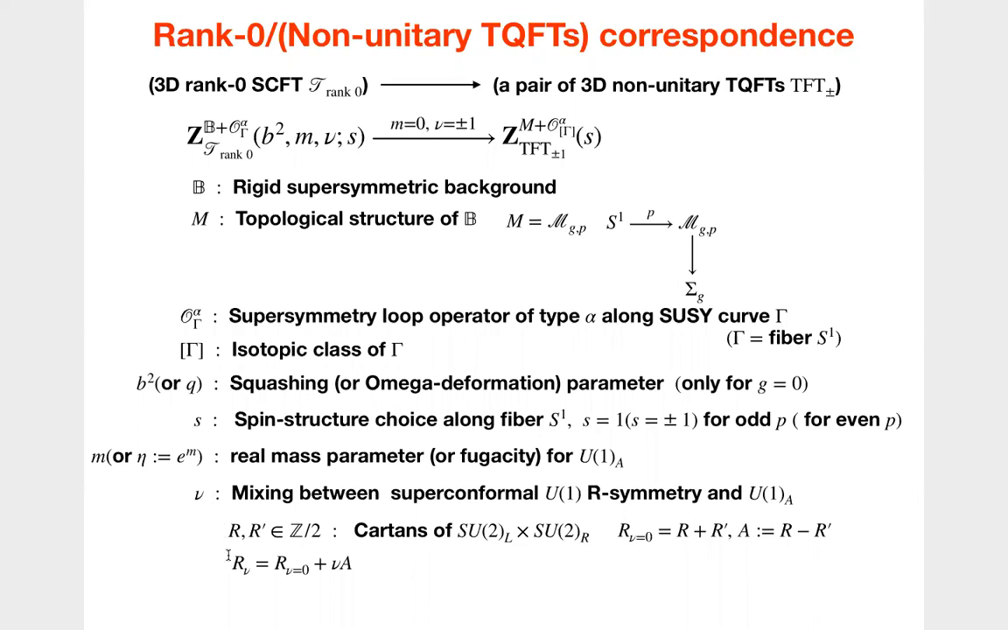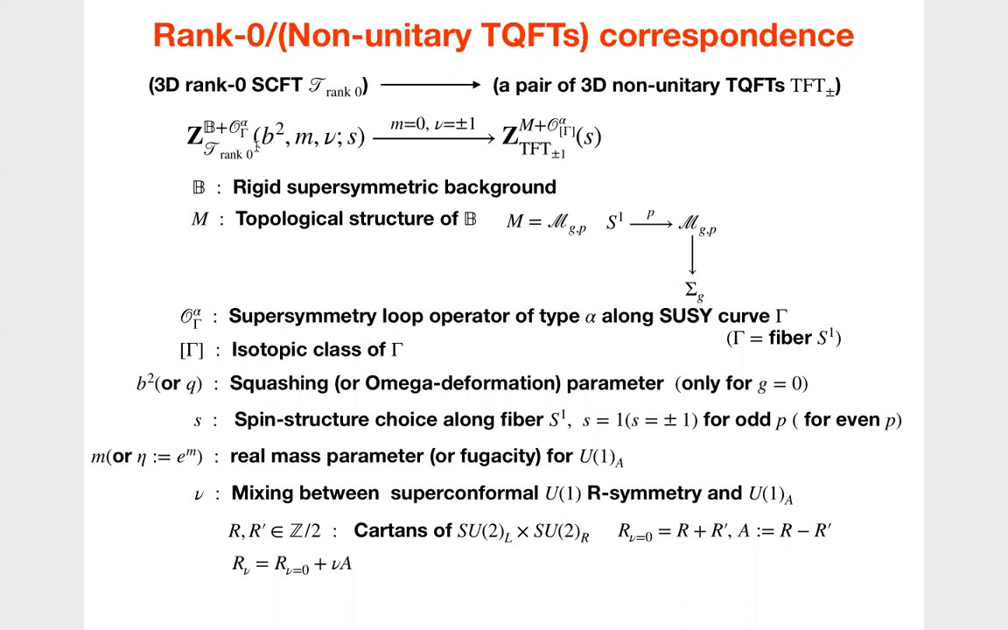Another subtle thing is that the choice of the N=2 R-symmetry is not unique, and we can consider a one-parameter family of R-symmetries, which is given by the mixing parameter mu. So mu equal zero corresponds to the superconformal R-symmetry, but we can consider another R-symmetry, which is obtained by mixing with this U(1)_A symmetry. So this partition function depends on the choice of this mixing parameter.